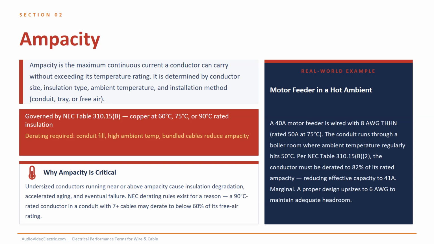For example, a 40-amp motor feeder with 8 AWG THHN in a 50 degrees Celsius boiler room must be derated, reducing its effective capacity. Proper design might require upsizing to maintain safety.